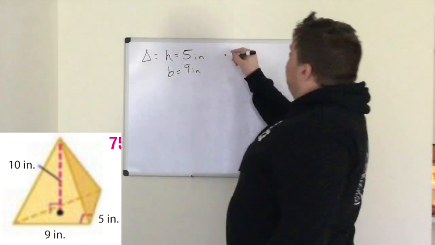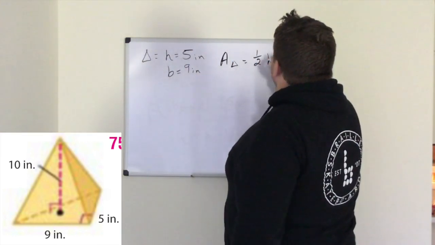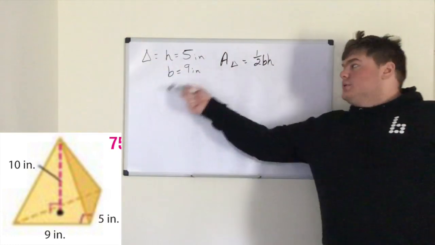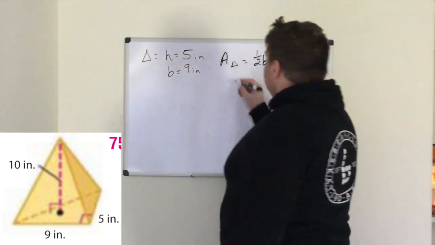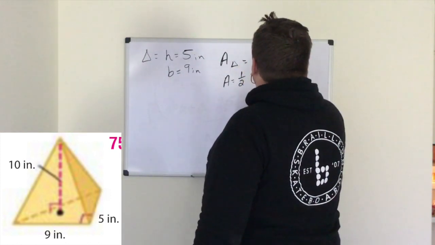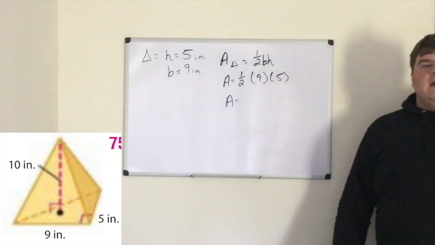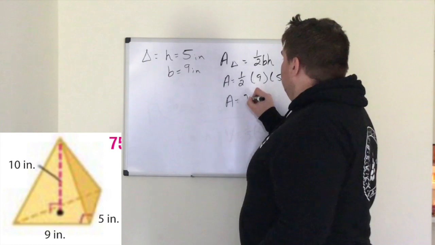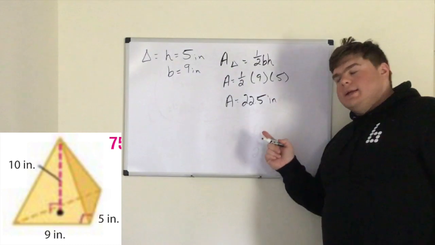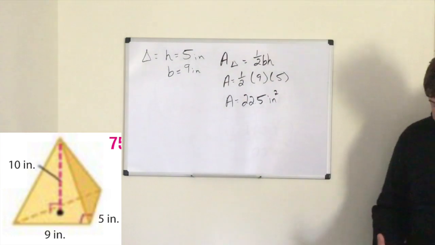If we remember the area of a triangle, that formula is 1/2 base times height. So we're going to take these values and plug them into that formula. We have area is 1/2 of 9 times 5. So our area is half of 45. That means it should be roughly 22.5 inches. And then again, this is area now, so we need to add that squared power. So these are square inches now.